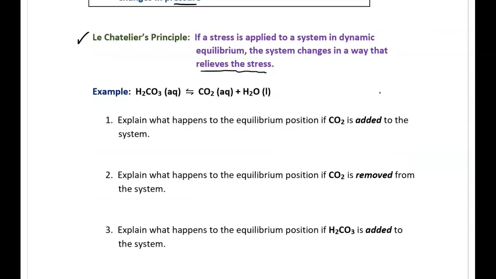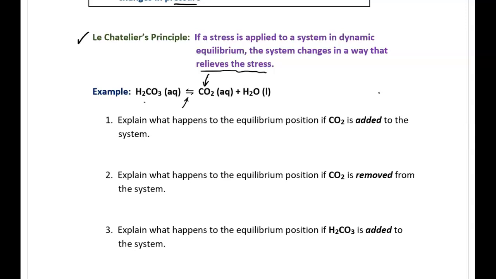Here is an example chemical reaction. Hydrogen carbonate changes into carbon dioxide and water. Notice the reversible reaction. The carbon dioxide and water is changing into the hydrogen carbonate. Now, what will happen to the equilibrium position if carbon dioxide is added to the system? What will happen if you had a container in which this chemical reaction is occurring and more of the CO2 is put into the container? How's the chemical reaction going to respond?